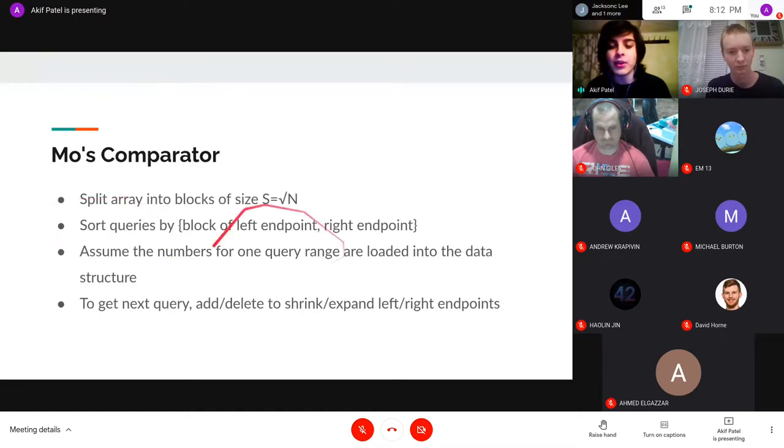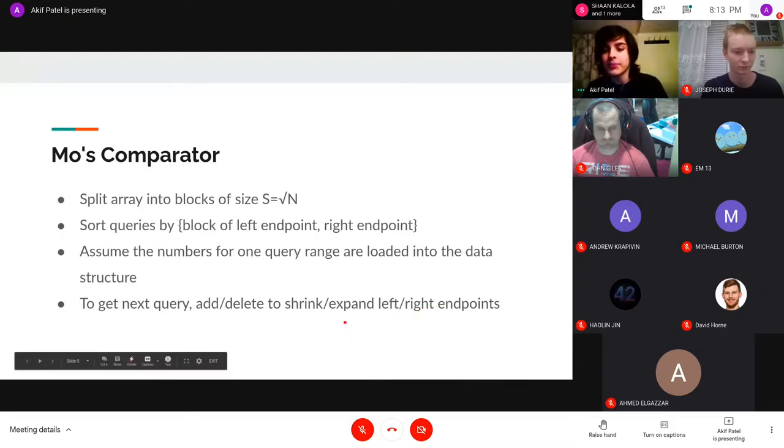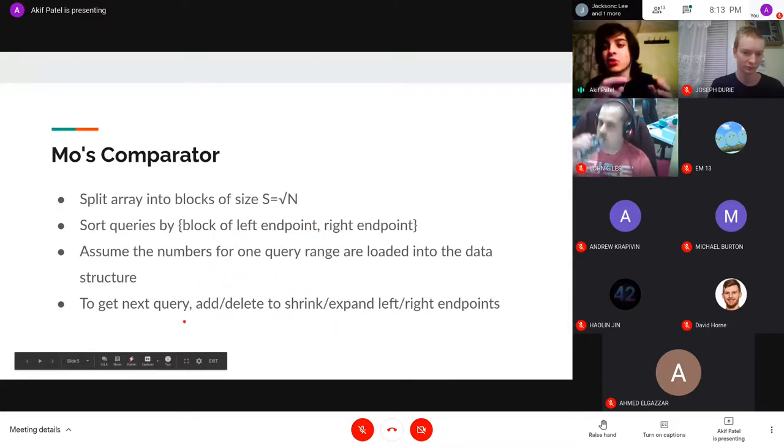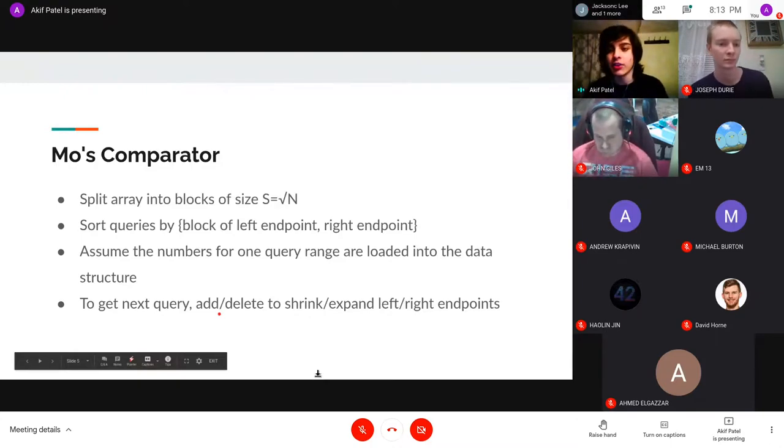Now that we've sorted it, what can we do? So assume that we've loaded the data structures with one of the query ranges. Let's say we take the first query in our sorted order, and we've loaded all its numbers. It's from L to R, right? It has the numbers in the array from L to R. And we can load that into our data structure by just calling add a bunch of times. Then to move from one query to the next query, what we can do is shrink and expand the left and right endpoints by calling add and delete on our data structure. Okay.